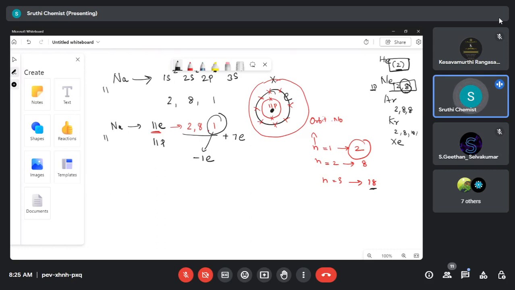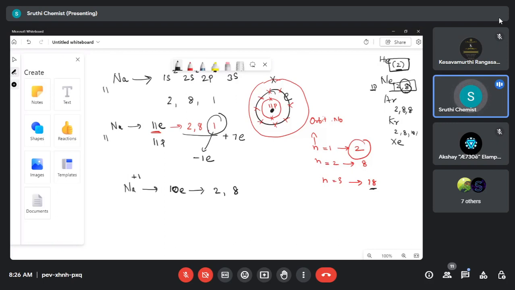What is the sodium doing? The sodium is removing 1 electron to become an octet configuration for its stability. So now the sodium has 10 electrons, with a configuration of 2, 8. That's the reason it is Na+, simply for stability. Are you people clear? Is there any doubt? Yes, ma'am. Okay, fine.